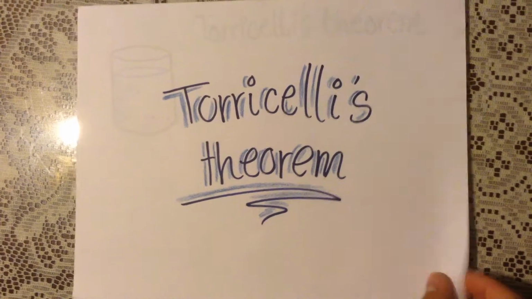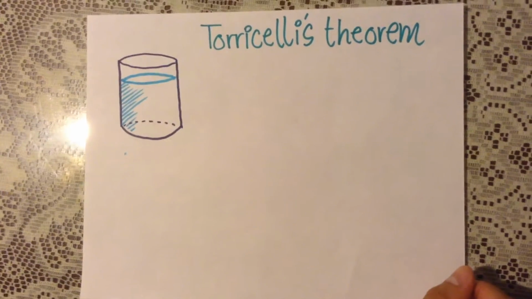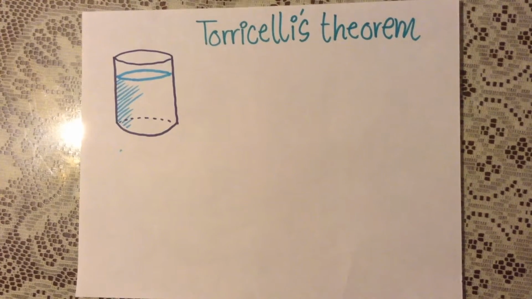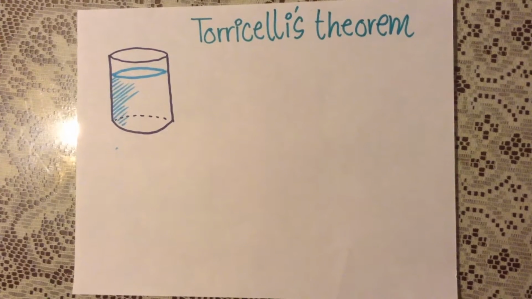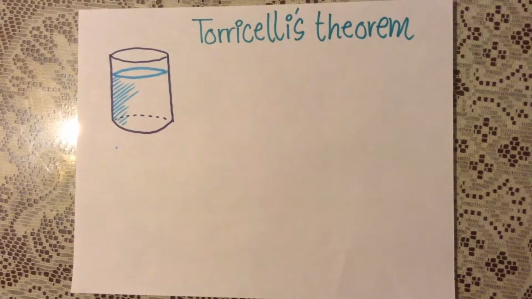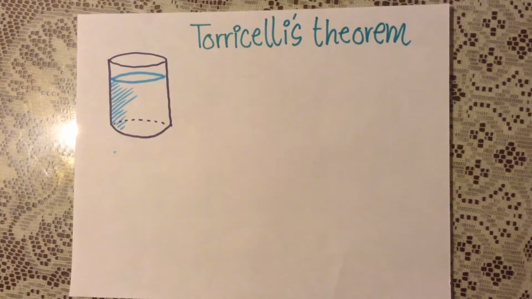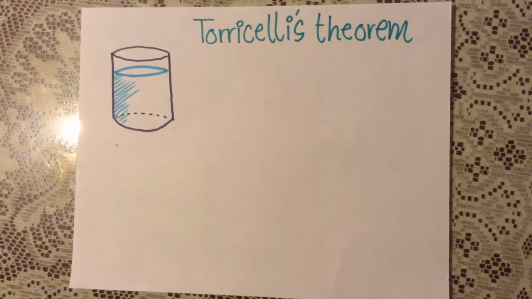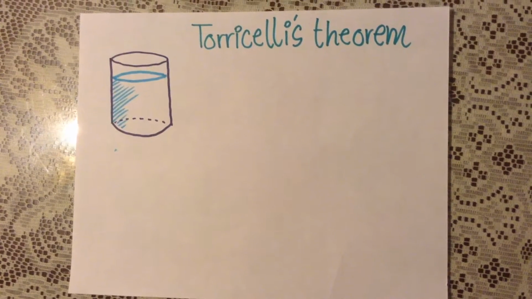Torricelli's theorem. Torricelli's theorem states that the speed v of a liquid flowing under the force of gravity out of an opening in a tank is proportional jointly to the square root of the vertical distance h between the liquid surface and the center of the opening, and the square root of twice the acceleration caused by gravity, 2g. Or simply, v equals the square root of 2 times h times g.